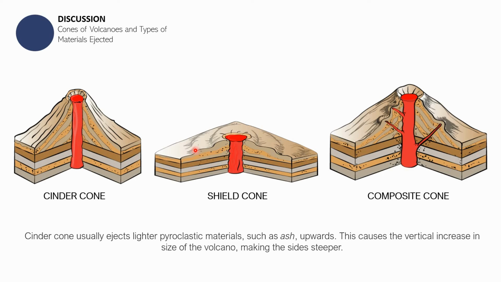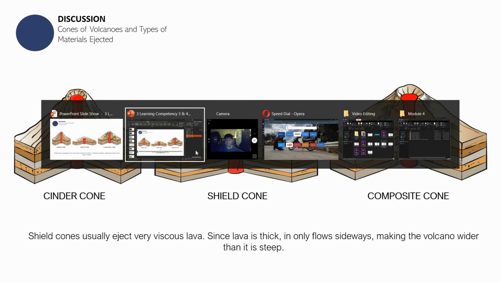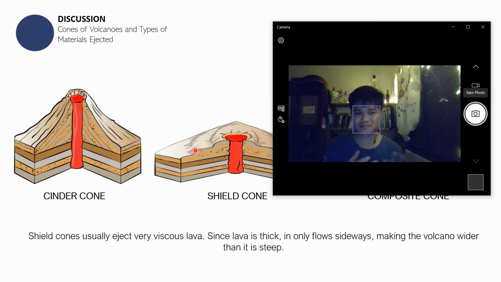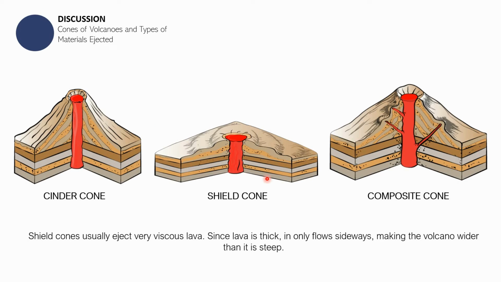Ayan. And then for the second one, when it comes to shield cones, ganito yung itsura niya. Para talagang shield siya na nakatumba. Okay, so mas malapad siya, di siya gaanong katangkaran. Mas malapad siya kumpara sa mga cinder cones. It's because they have more viscous lava. The lava is thick, so it is only flowing sideways. It makes the volcano appear wider than it is steep.